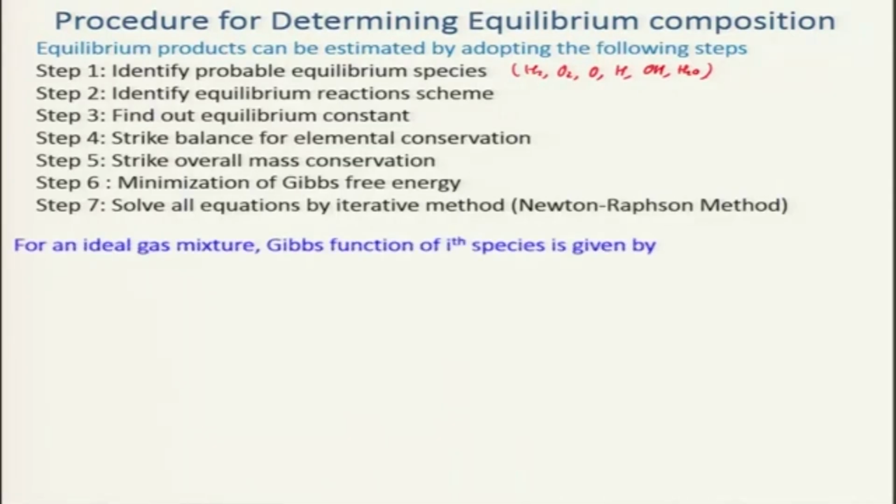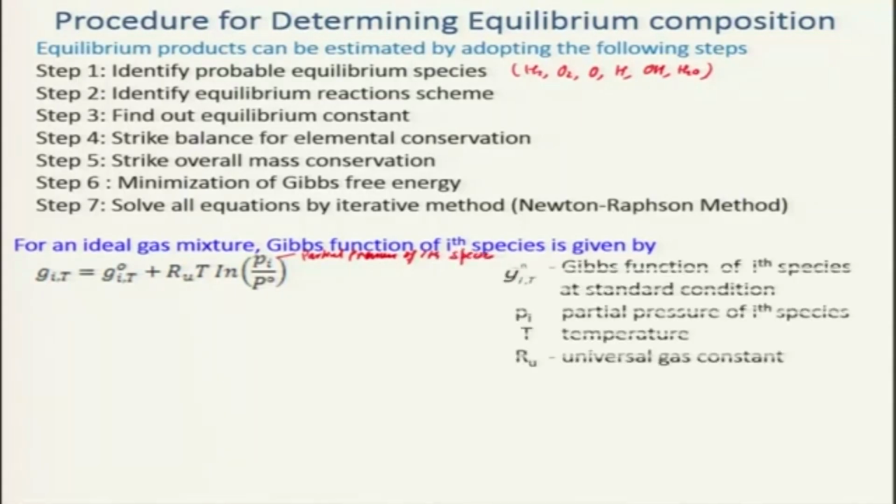So, for an ideal gas mixture, the Gibbs function of the i-th species is given by G_i(T) equals G_i0(T), which is the Gibbs free energy at the standard state, plus R_u T ln(P_i/P_0), where P_i is the partial pressure of the i-th species, and P_0 is the standard pressure.